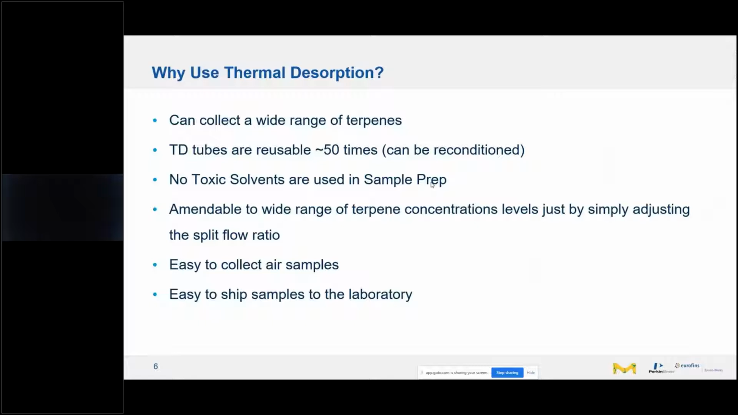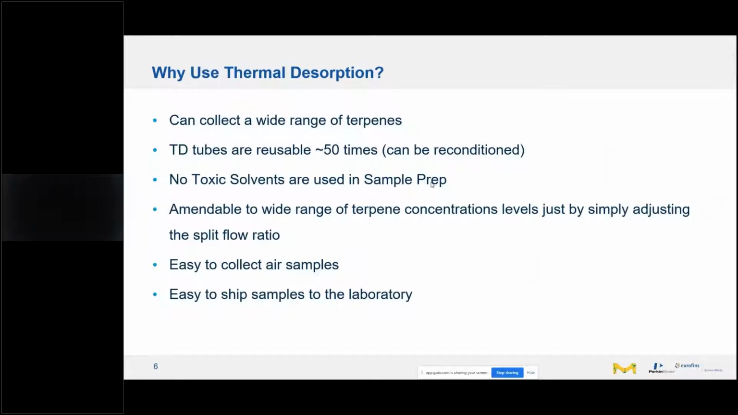Our recoveries, especially with an optimized tube, are 99.9 plus percent. We don't have to use toxic solvents. We use heat instead of solvents to remove the targets from the absorbent, which is perfect. We use methanol to prepare our standards a little bit, but that's the solvent use.